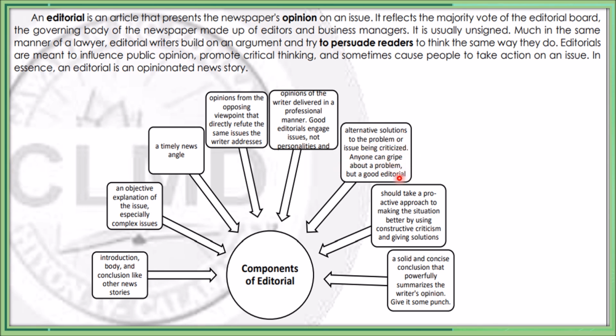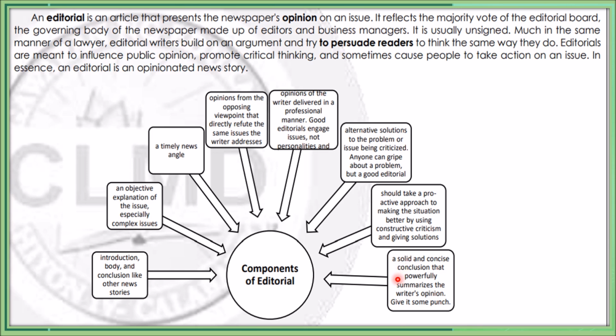Anyone can gripe about the problem, but a good editorial should take a proactive approach, making the situation better by using constructive criticism and giving solutions. So take note of this: proactive approach, and the editorial makes the situation better, and also the criticism nila is constructive criticism, then giving solutions.